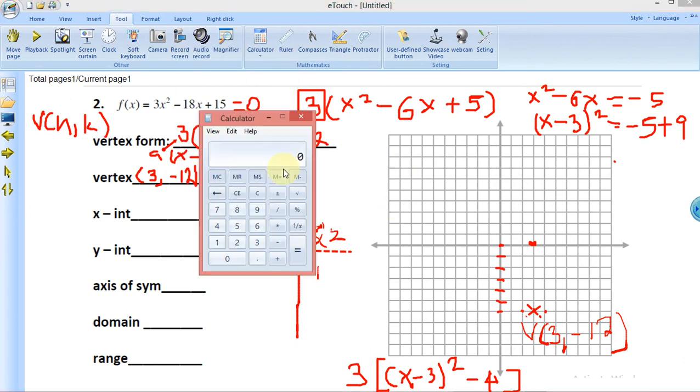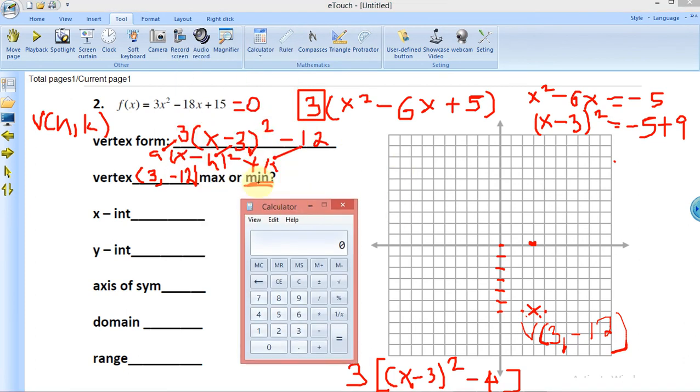Okay, just come here, guys. Let's do it again now. We have 3 here, and we want to check when it is 2. So 2 minus 3 is minus 1. Minus 1 squared is 1. So 3 times 1 is 3. So 3 minus 12, that is minus 9. So we should get minus 9. So we should have 2 against minus 9.